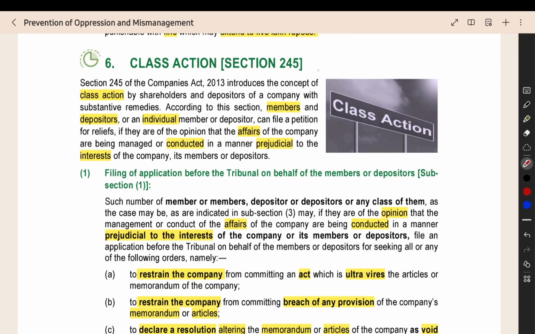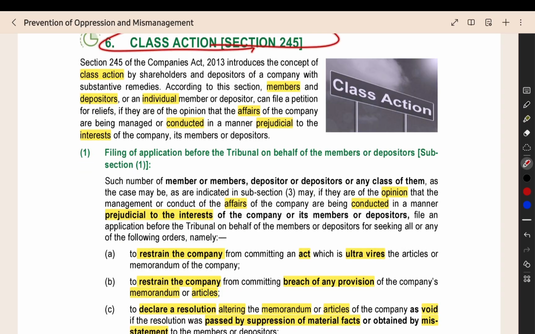Now the next one is class action, section number 245. Class action means a class of members or depositors can come together and file an application if they think that the company's business is conducted in a manner prejudicial to the interest of the company, members or depositors. It is not good or it is harmful to the interest of the company, members or depositors. Then the members can come together, the depositors can come together, and they can file the class action suit.